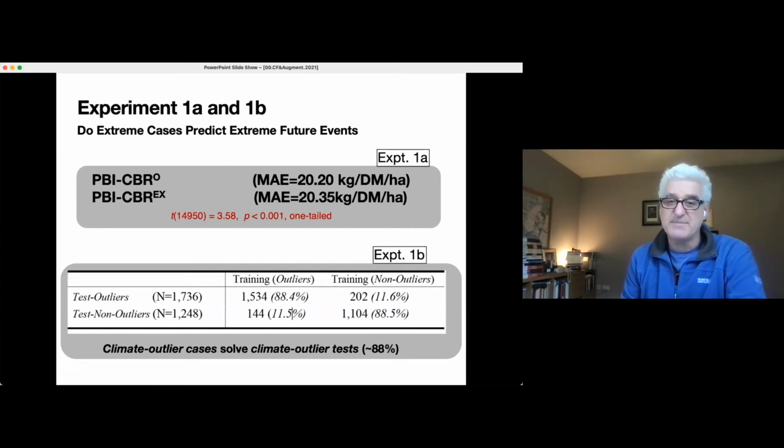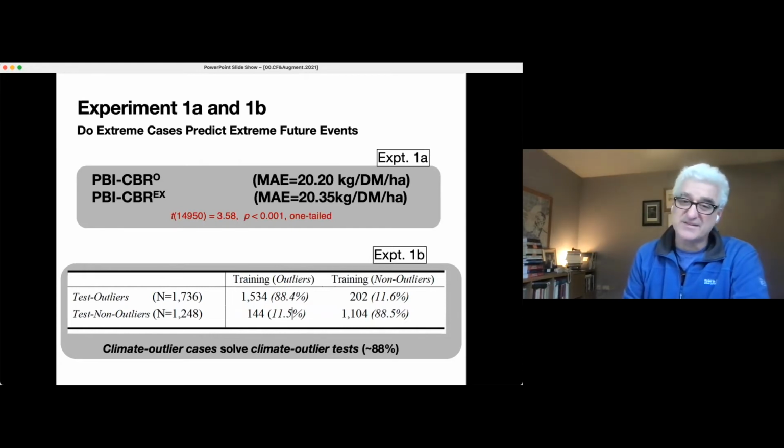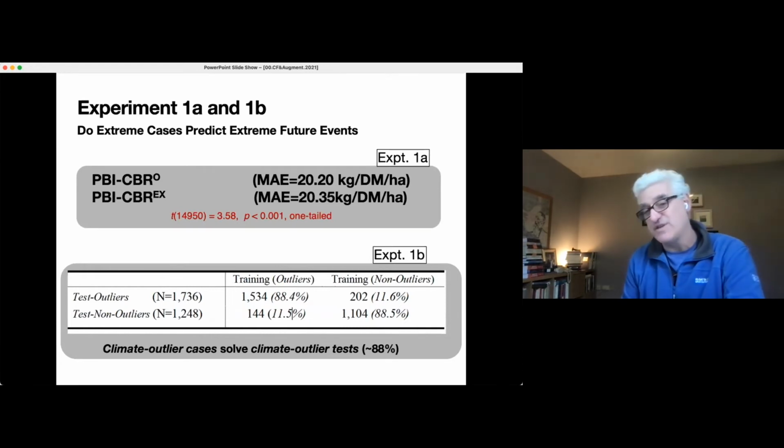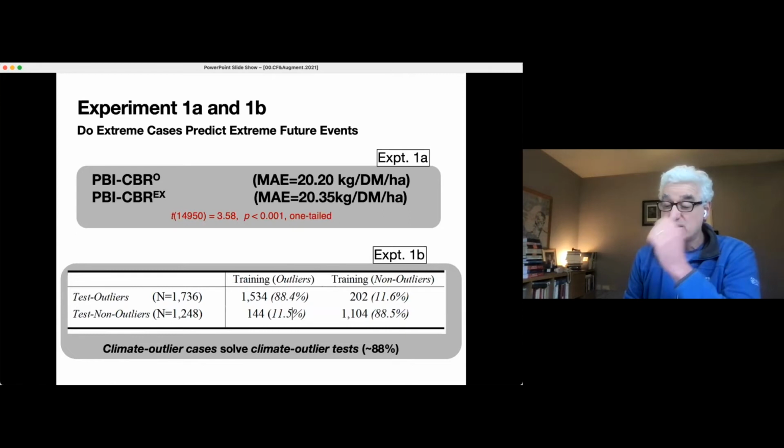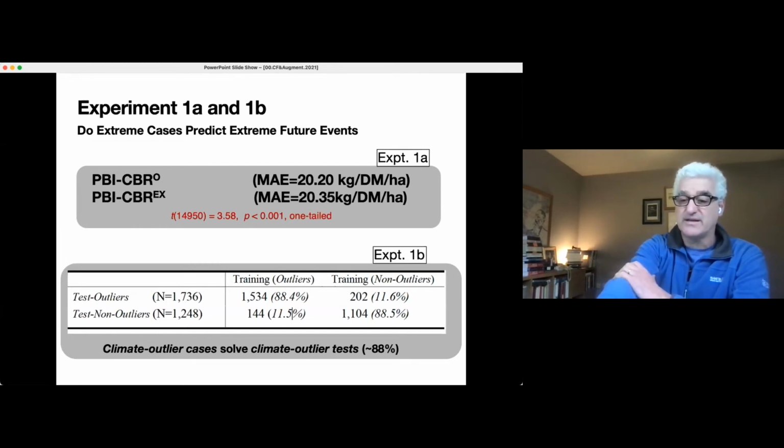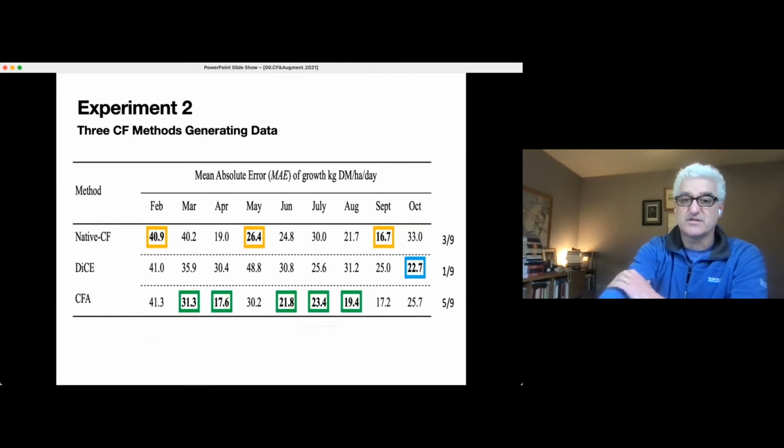The second table here shows you essentially very strong evidence that the model as it runs is really using past climate outliers to explain future climate outliers. So 88% of the test cases that you're looking at that are outliers are actually predicted on the basis of some use of a historical outlier case. And this was good news because it meant that if we could use our counterfactual method to generate artificial outliers, then the likelihood is we should impact the overall accuracy of the model in dealing with these climate disruptive situations.